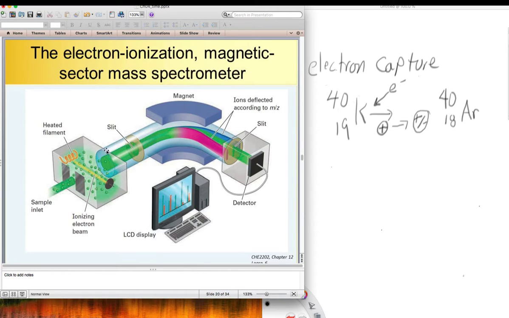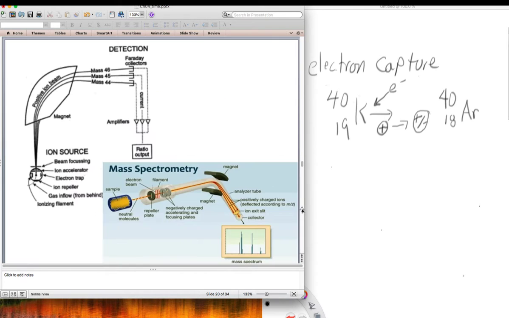What's more is when we ionize or start sending the atoms down this flight tube, they're going to bend. They're going to be bent by the magnet depending on their mass. In fact, this next slide shows we ionize, and you can see the lighter masses, in this case mass 44, get bent more than the heavier masses, which is mass 46.